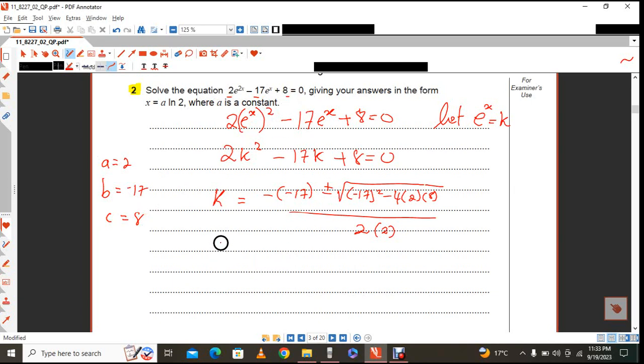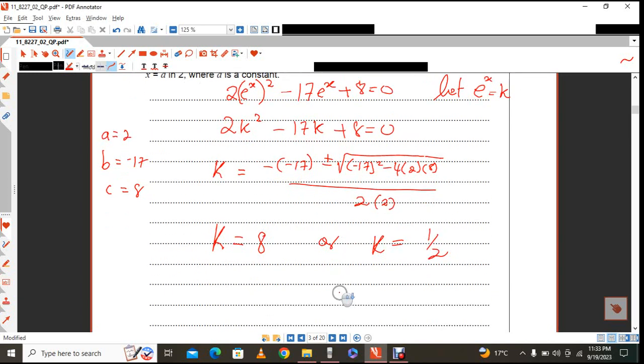All right, so that will give you 2 solutions. If you go for the first one, k is going to be equal to 8, and the other one, k will be equal to 1/2 if you were to solve that. Right, but remember we had e to the power x is equal to k, so I'm going to replace this k with e to the power x equals to k, and the same over here, e to the power x equals to k, equals to 1/2.